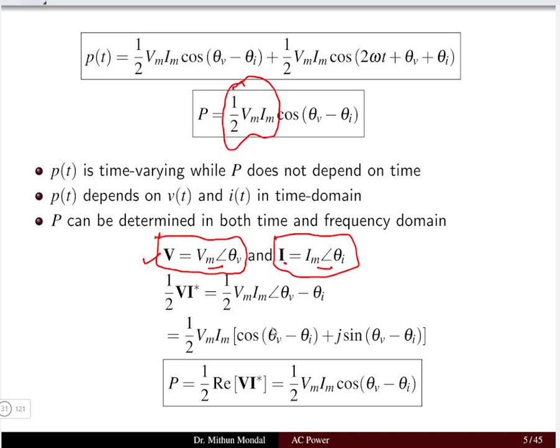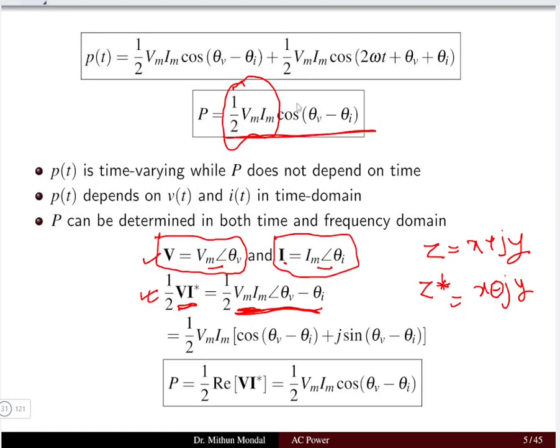If we are operating on half Vm Im, then we can write that in the form of half V I conjugate. Now you know the meaning of conjugate. If we have a complex number x plus jy, the conjugate of this will be x minus jy, so there will be a negative sign in the imaginary term. So half V I conjugate is equal to half Vm Im angle theta V minus theta I. The negative sign is coming because we have taken the conjugate of the current.